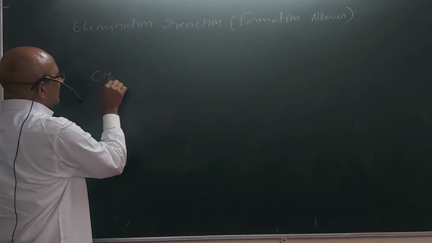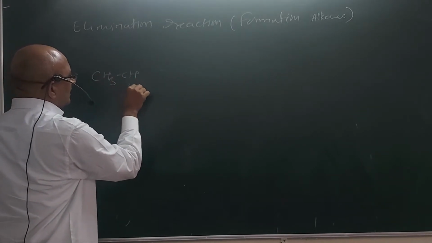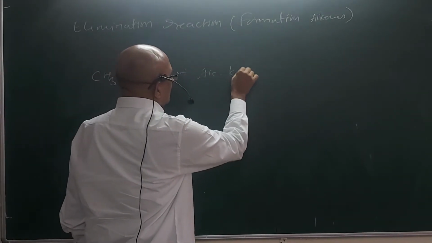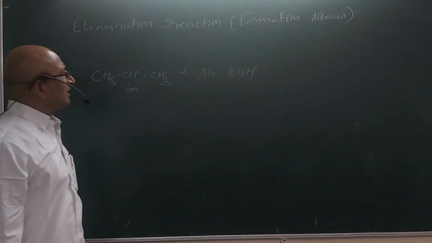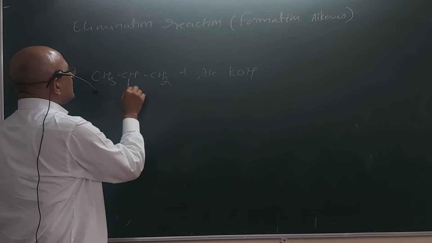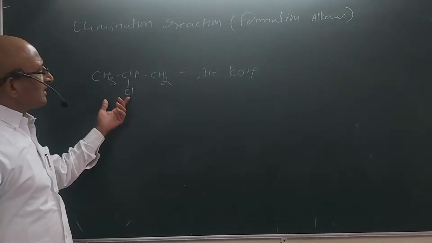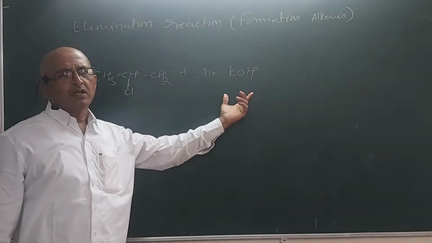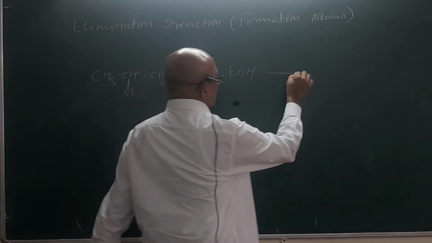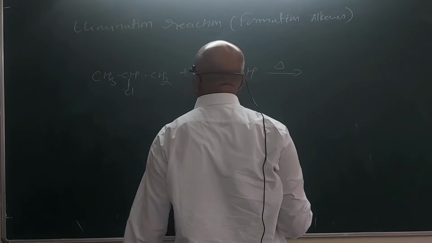alkyl halides, when boiled with alcoholic KOH, we get the formation of an unsaturated compound. Sorry, here it's alkyl halide. So, this alkyl halide on reaction with alcoholic KOH, when strongly heated, undergoes elimination.